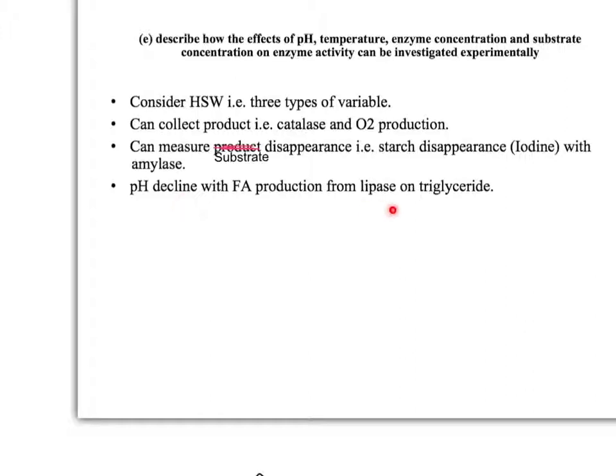Or sometimes, there's another nice example here, lipase, which breaks down fats or triglycerides into fatty acids and glycerol. The fatty acids reduce the pH of the solution, and we can monitor the pH of the solution with a pH meter or some universal indicator paper or whatever. So we can get an indication of how quickly the fatty acids are being released by the lipase. Those are all ways in which you can investigate the effect of pH, temperature, enzyme concentration, and substrate concentration on the rate of reaction, which is controlled by enzymes.